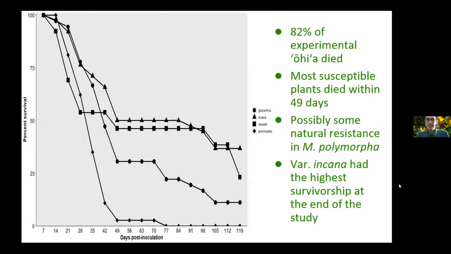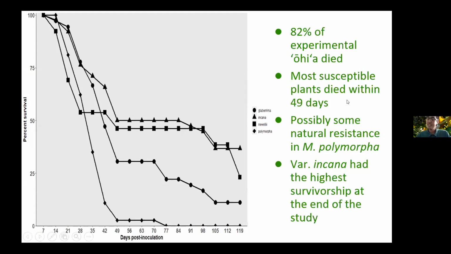And so as a result of this experiment, about 82% of the ohia that were inoculated died. So that's definitely most of them. And most of them died within the first 49 days of inoculation. So again, this was running for 17 weeks, so 119 days, I believe. And a lot of them died right there in the first third of the monitoring period.